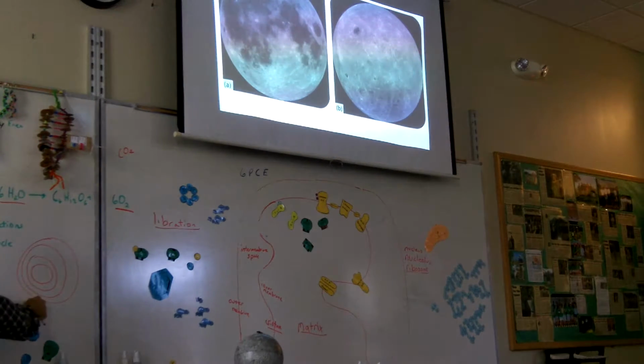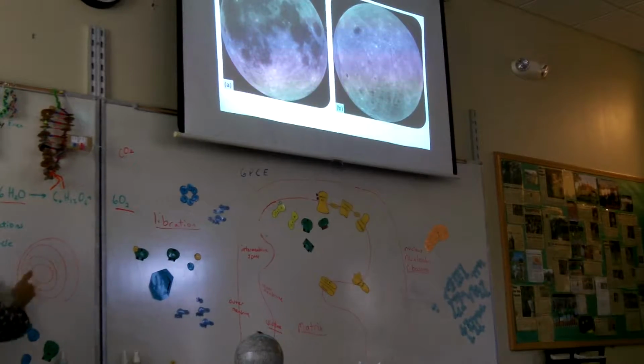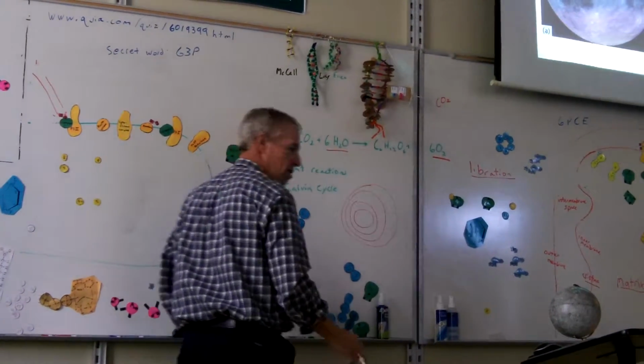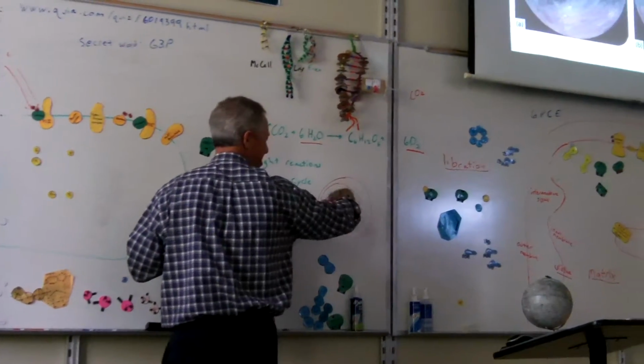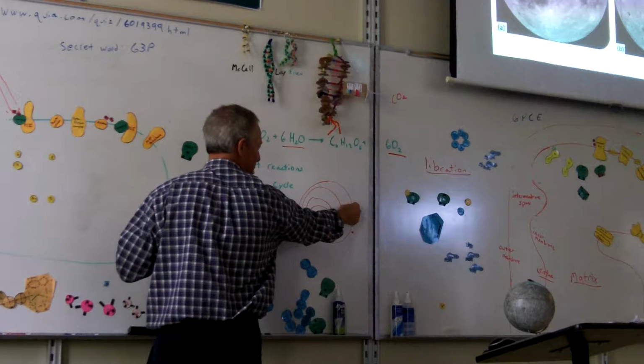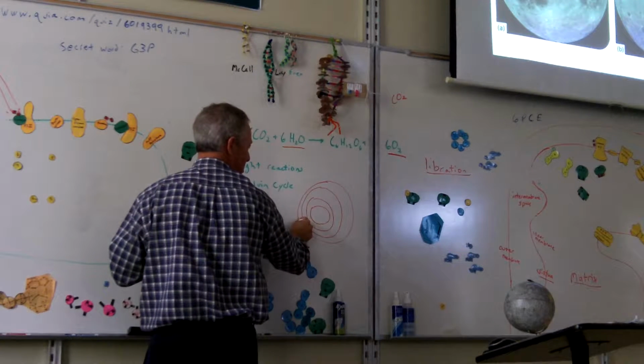It's got a crust and a mantle and an outer core and an inner core, and they're all shifted a bit toward the Earth. The Earth is over here. So the crust on this side, this is not to scale, is thick, and the crust on this side is thin.